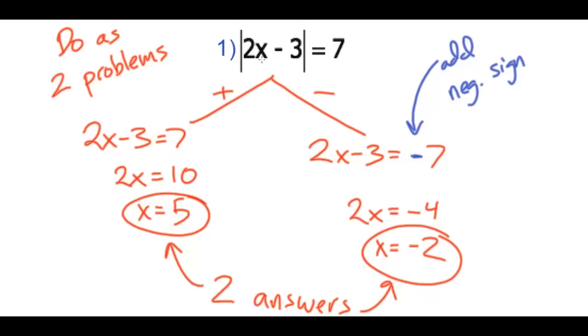So let's plug 5 in. 2 times 5 is 10, minus 3 is 7. 7 is 7 units away from 0. Plug in negative 2. 2 times negative 2 is negative 4, minus 3 more is negative 7. Negative 7 is also 7 units away from 0. So both answers work. So the key here is once you get the absolute value isolated, split it up.